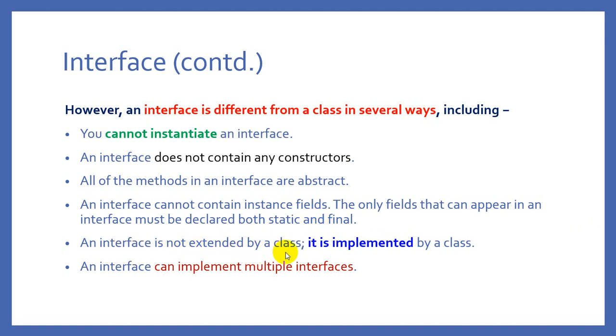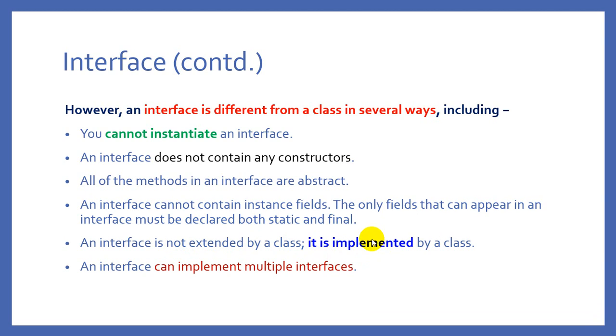An interface is not extended by a class. It is important. Extend and implement, these are the two words. You will have to draw the difference between extend and implement. Extends is basically a keyword, and implements is another keyword. Extends is used for classes. Whenever you want to inherit a class, you will have to use the extends keyword. And whenever you want to inherit an interface, you will have to use the implements keyword.